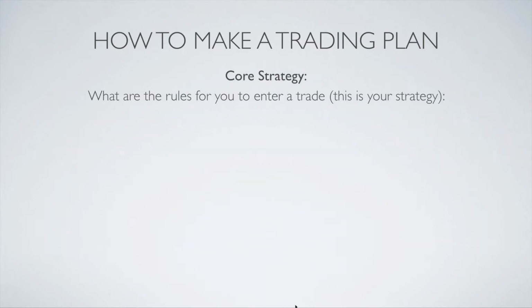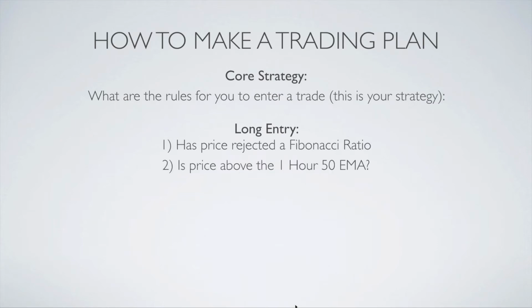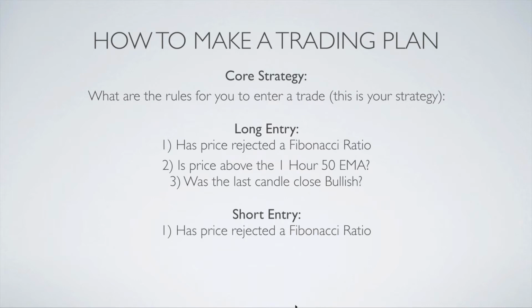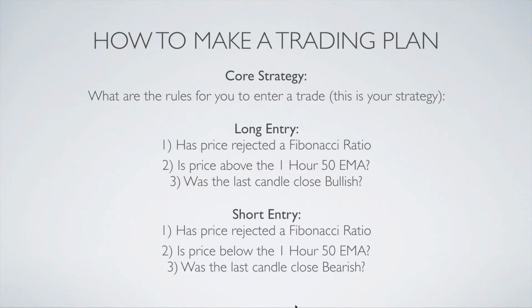So next you need to highlight your rules for entering a trade. This is essentially highlighting the rules which you apply when executing your strategy. So if you're going to go long, has price rejected a Fibonacci ratio, for example, or is price above the 1 hour 50 EMA, or was the last candle close bullish? If you're going to go short, has price rejected a Fibonacci ratio, is price below the 1 hour 50, and was the last candle bearish?